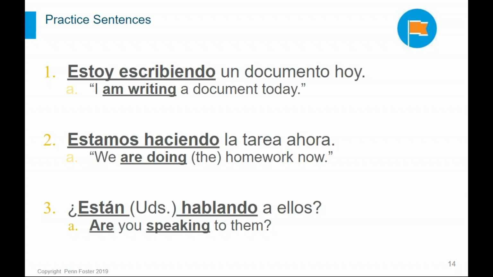And if you notice, just to review one thing we discussed earlier, since number 3 is a question, ustedes, the subject, will follow. That could be in between, it could be after hablando, or it could also be at the end of the question. But as long as ustedes is not before the verb in number 3, it will be okay.